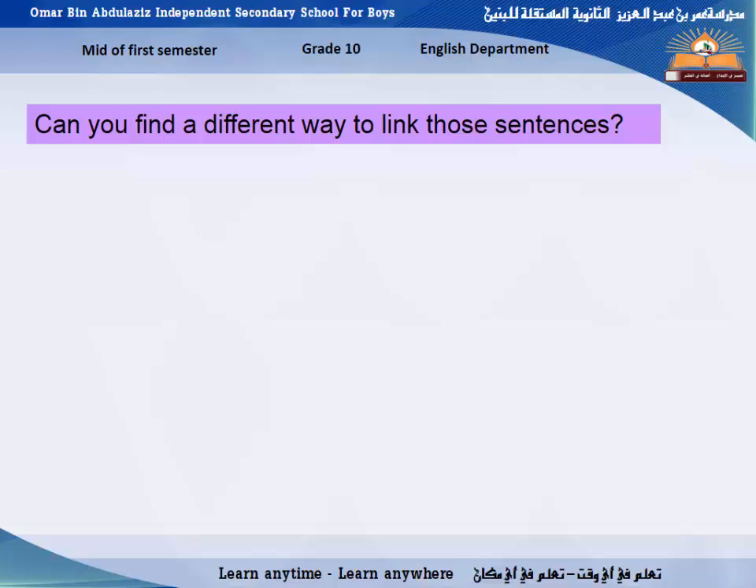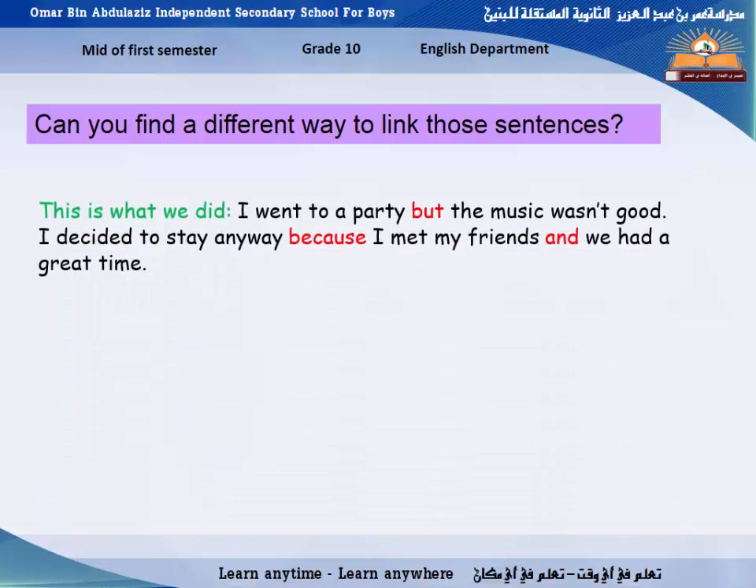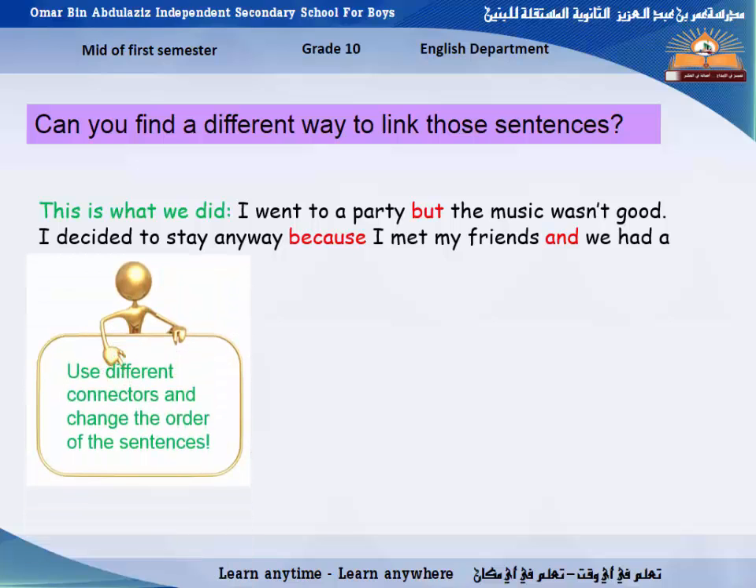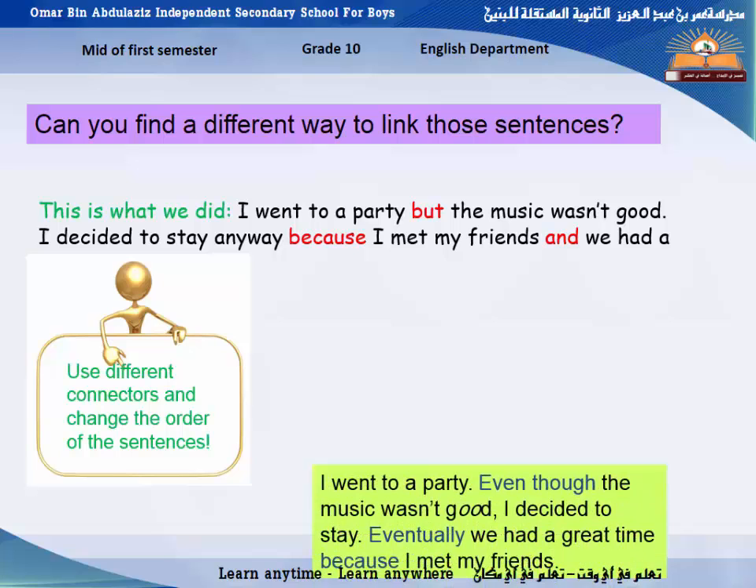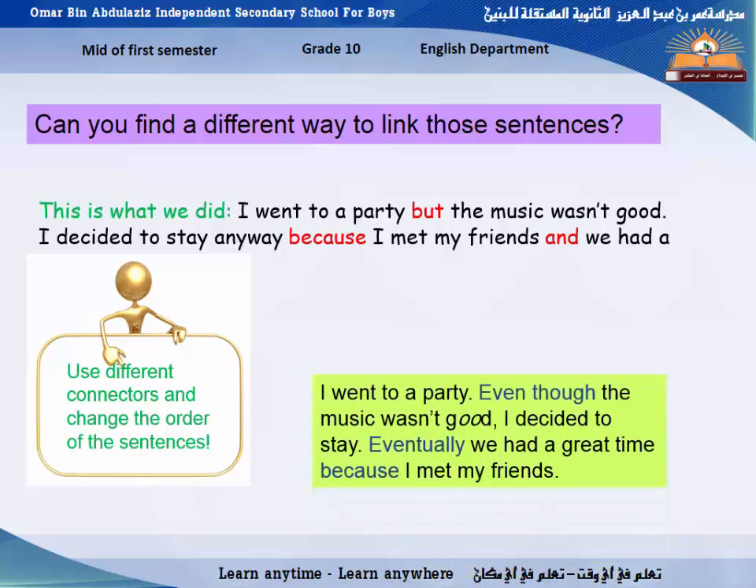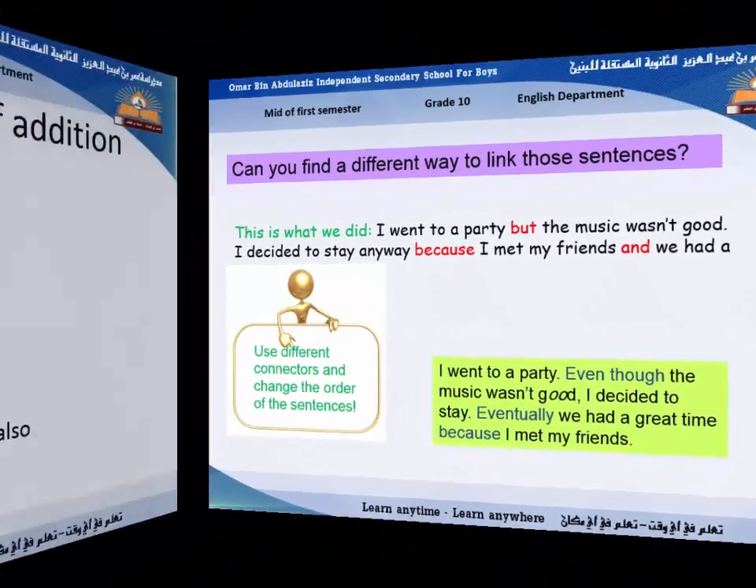Can you find a different way to link those sentences? This is what we did. I went to a party, but the music wasn't good. I decided to stay anyway because I met my friends and we had a great time. Use different connectors and change the order of the sentences. I went to a party, even though the music wasn't good. I decided to stay. Eventually, we had a great time because I met my friends.